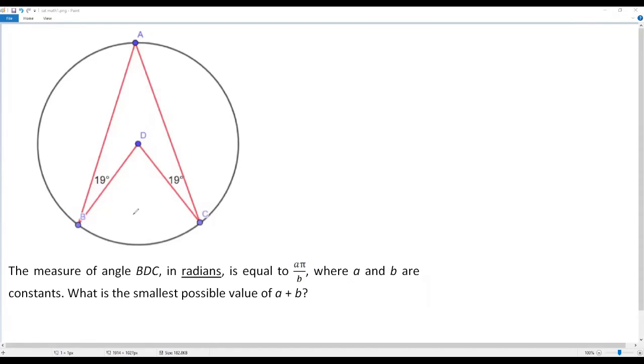Here we have an SAT math problem. Okay, let's go to the question. The measure of angle BDC in radians is equal to A pi over B, where A and B are constants. What is the smallest possible value of A plus B?